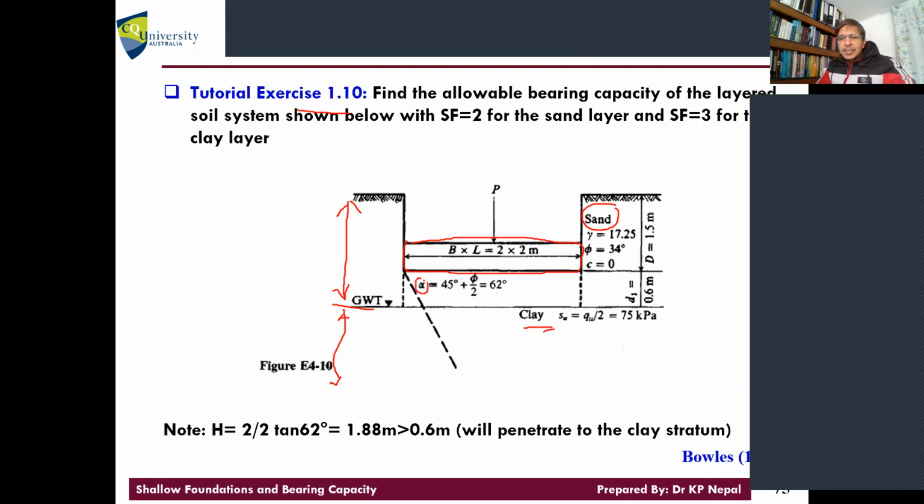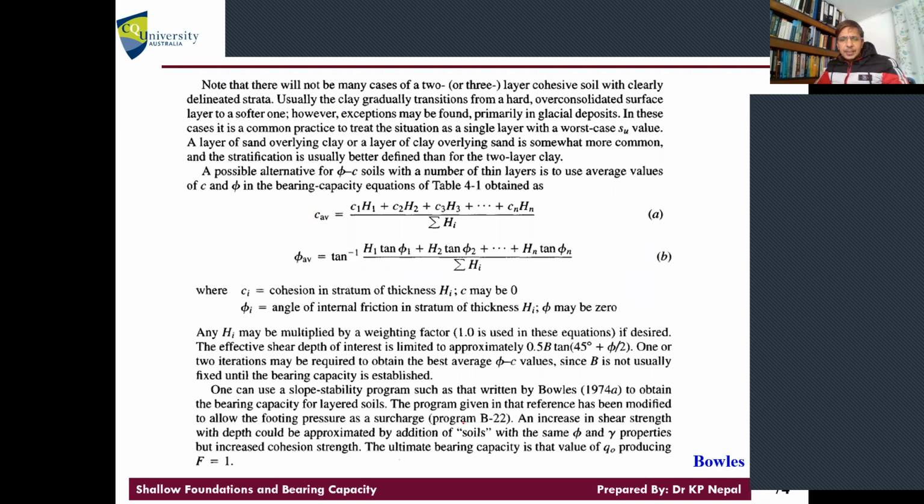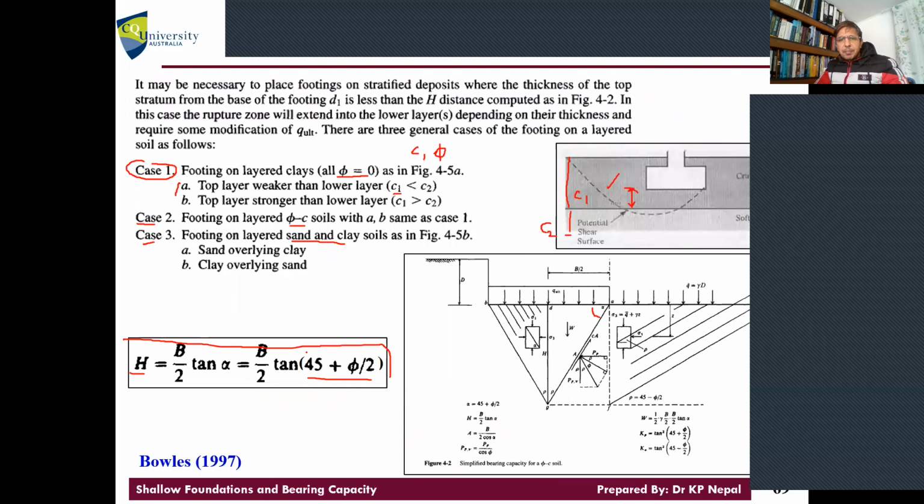What is the phi value for the sand layer? 34, right? So what will the alpha value be? 62. Can you calculate how deep the failure goes first? What is the H value? The H value is calculated using this equation. Can you copy this equation first, please? H equals B by 2, tan of 45 plus phi by 2. Can you compute H now?